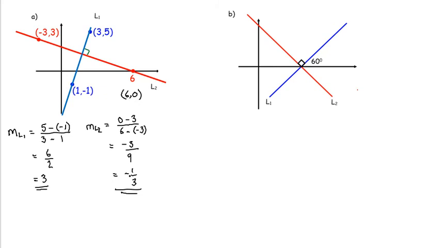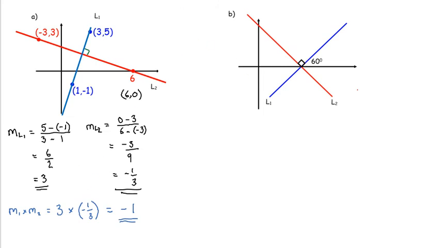Then I can perform a wee check. So if the lines are perpendicular, when I multiply the gradients of each line together, I should get -1. So let's have a wee look. So M1 times M2 would be 3 as our first gradient multiplied by -1/3. Well, this is a positive and a negative multiplied together, so my answer is going to be negative. And then 3/3, 3 times 1/3 would give me just 1. So that works out perfectly. So these two lines are definitely perpendicular.